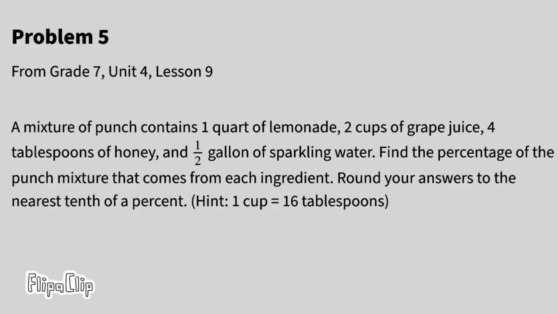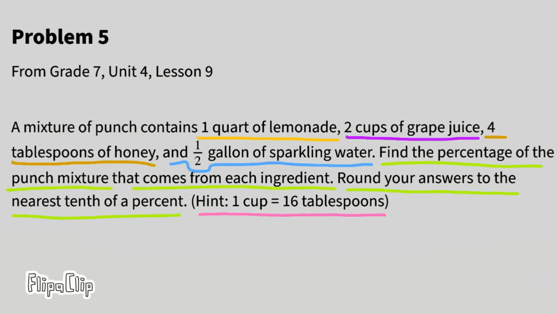Problem number 5, from 7th grade, Unit 4, Lesson 9. A mixture of punch contains 1 quart of lemonade, 2 cups of grape juice, 4 tablespoons of honey, and 1/2 gallon of sparkling water. Find the percentage of the punch mixture that comes from each ingredient. Round your answers to the nearest 0.1%. Hint: 1 cup equals 16 tablespoons.